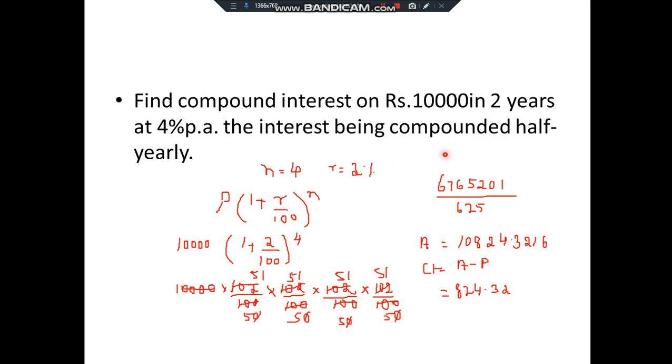So R becomes R by 2 because it is usually calculated per annum. Since it is half year, we'll divide it by 2, and N into 2 because in 1 year you have 2 half years. So here 2 years, 4 half years. You get my point? So N is equal to 4 and R is equal to 2%. So if you go with the formula P into (1 plus R by 100) to the power N, on substituting you get the amount value as 10824.3216. And CI is equal to A minus P. So A minus 10,000, you get it as 824.32.